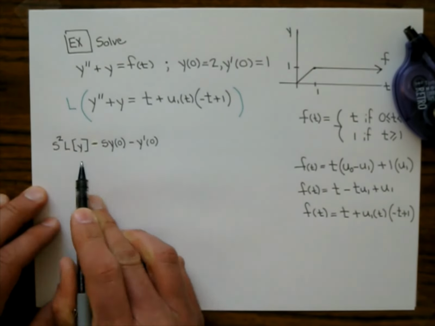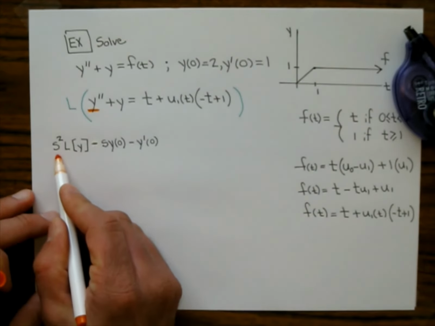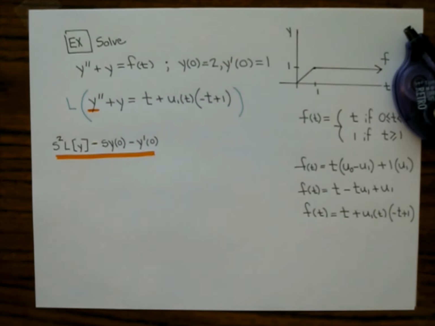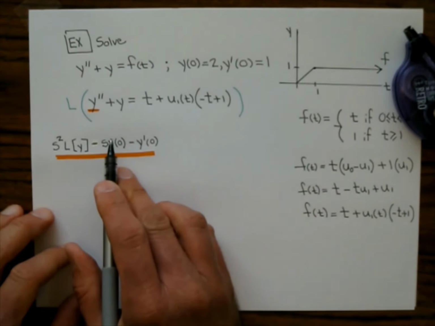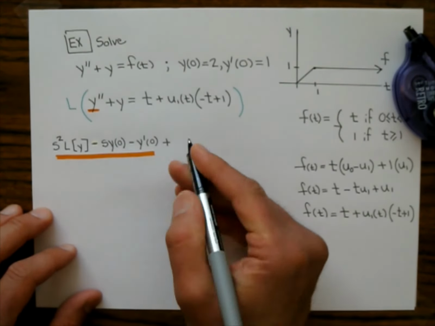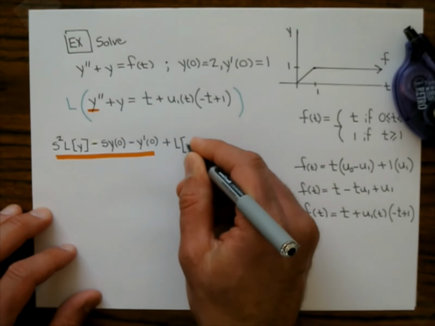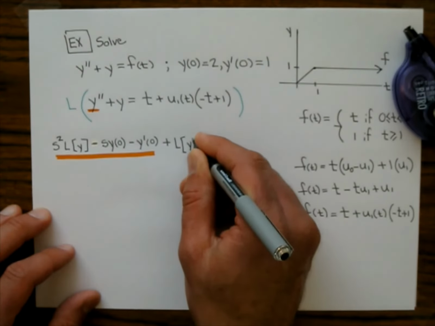Okay, so that's that first part. So that's this part right here. Orange, and there's orange there. And then we have plus the Laplace transform of y. So on this one we don't get to do sY minus y of 0 because we don't have just a single y prime there on the left hand side.